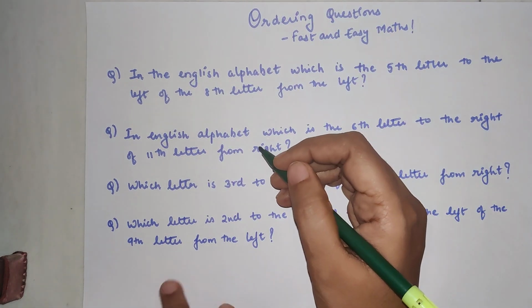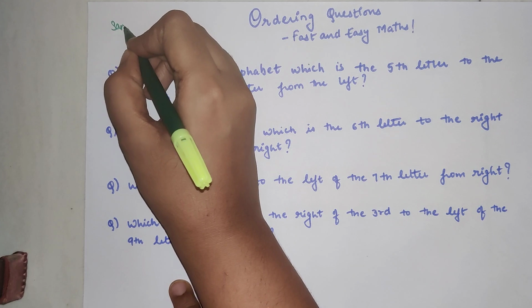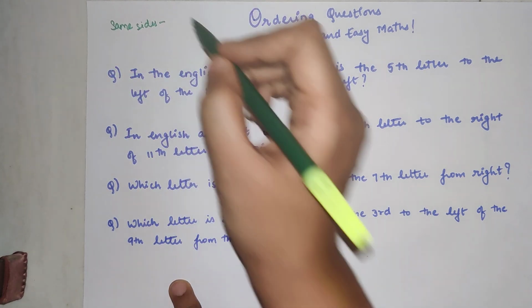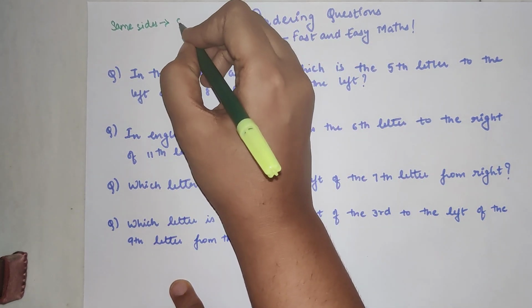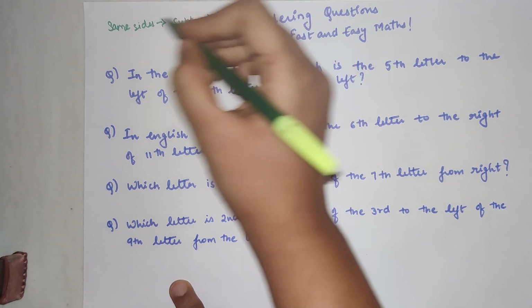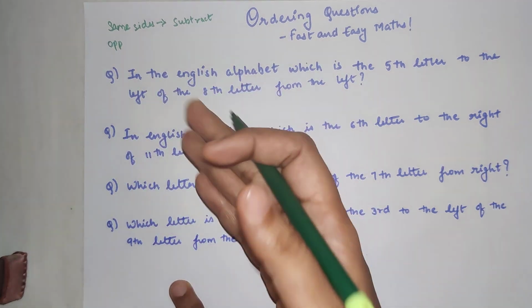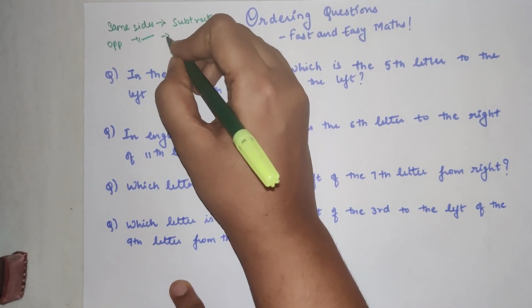The first rule is, when the question has mentioned same sides, meaning either everything is from the left or from the right, whenever you have something like that, you subtract. And when it is opposite, meaning it has a left as well as a right, then opposite sides, you add.